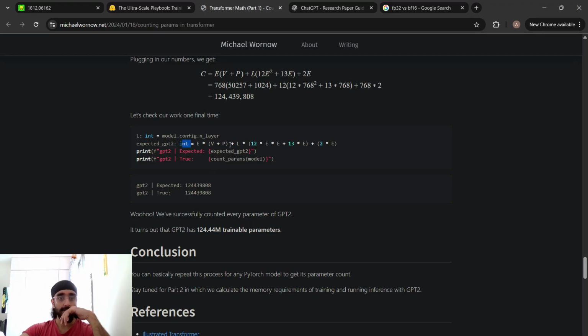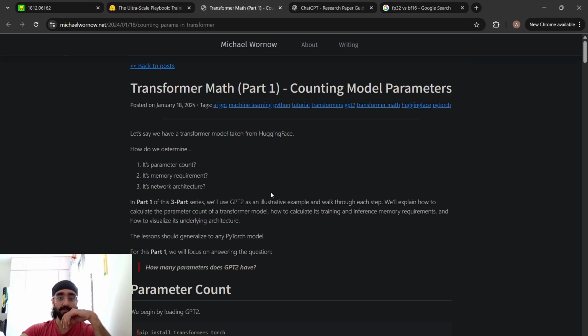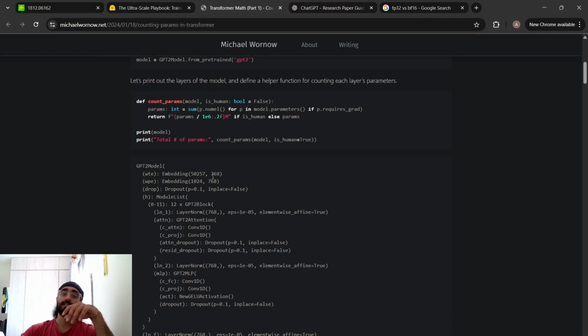Yeah, so they derive the number of parameters by seeing the number of parameters in each layer of the transformer. You can imagine that the transformer architecture has multiple transformer blocks or transformer layers, and within each transformer layer there are multiple sublayers. So there might be a multi-layer perceptron layer, there might be a GELU activation layer, there might be an attention layer.